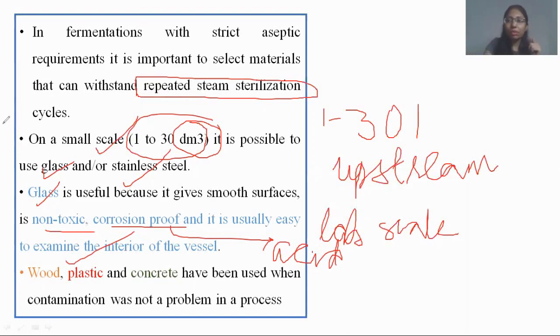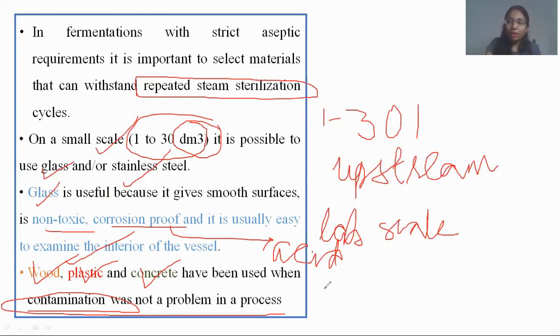Apart from glass, wood, plastic, and concrete have also been used where contamination was not a problem in the process. But remember, we always talk about aerobic or anaerobic conditions, and we do everything with a particular strain that has been optimized.